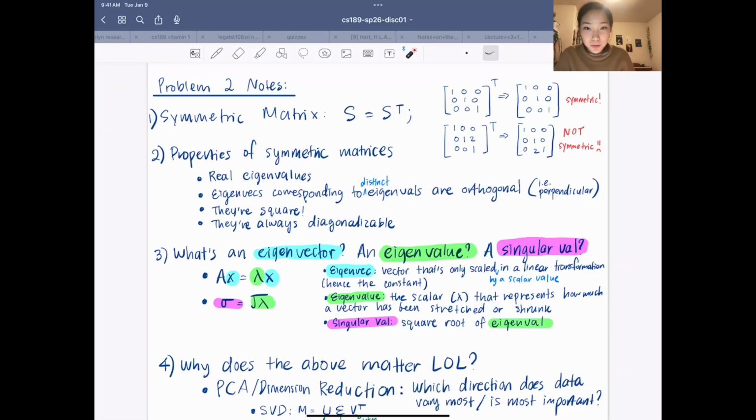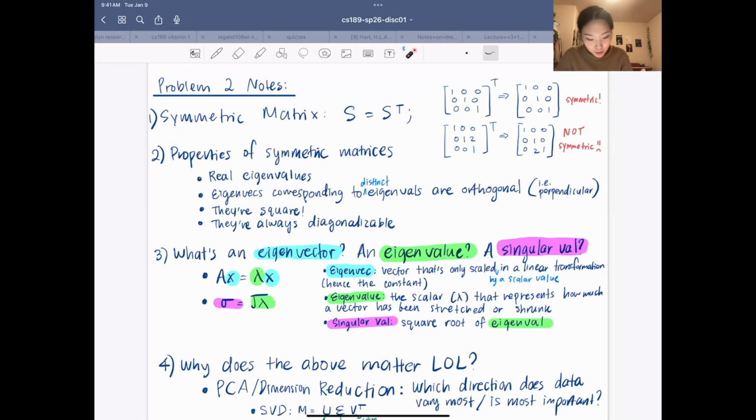Alrighty, for problem 2, we're going to be doing some quick linear algebra review. And before we get into the actual problem, here are some quick concepts that are good to review. First, what is a symmetric matrix? Well, a symmetric matrix is essentially when a matrix S is equal to the transpose of itself.